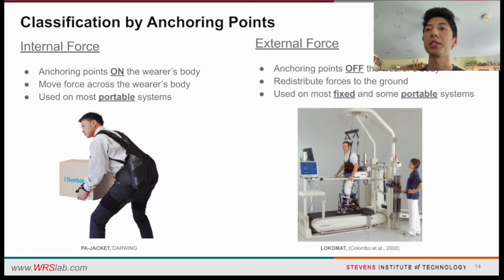The next classification for robotic exoskeletons is that by anchoring point, or the type of force exerted by the device. Internal force exoskeletons have anchoring points on the wearer's body and distribute forces across the body, as exampled by the Darwin product below. The force on his lower back is redirected by the exoskeleton to ease back pain and improve endurance and weight capacity. In external force exoskeletons, the anchoring points are off of the wearer's body, often on a wall or ceiling mount. These devices redistribute the wearer's forces to the ground, like the Lokomat shown below. The patient's forces are grounded by the exoskeleton.